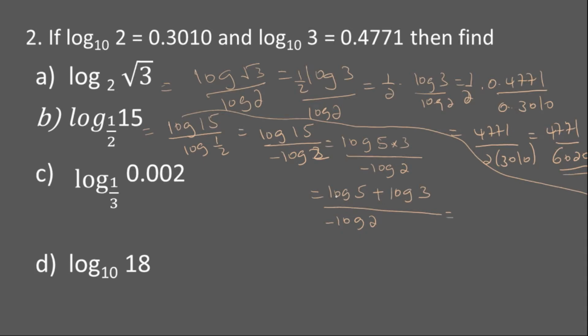This means we can explore this one. The logarithm of 5 can be written with 10 and 2. The reason why we express the number 5 as 10 over 2 is that we only have the logarithm of 2 and the logarithm of 3. So this can be written as the logarithm of 10/2, because 10/2 is 5, plus the logarithm of 3, divided by the negative of log 2.